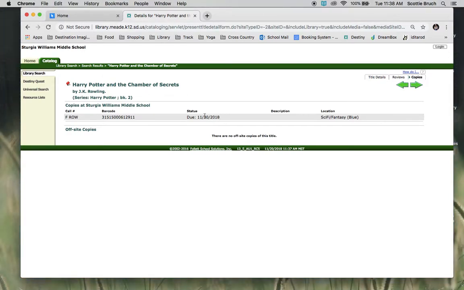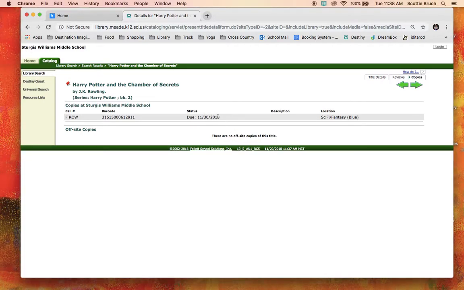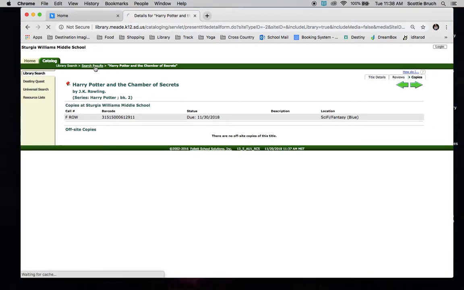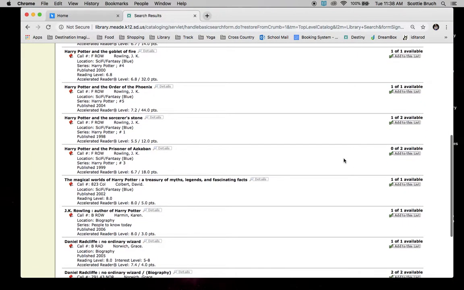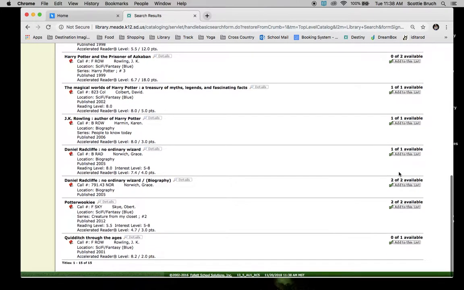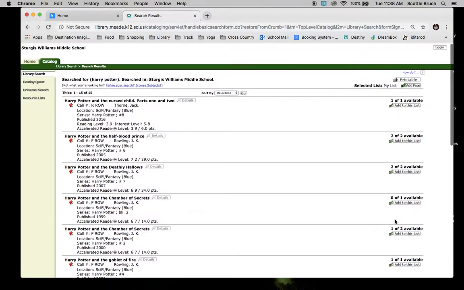A quick note on that, just because it's due on the 30th certainly does not mean that it is going to come back on the 30th. It would be nice if it did, which is why we push people to get their books in by the time that they're due, because there's always people looking for books. So I'm going to go back to search results. I'm going to continue to scroll down. You can see here there's 1 of 2 available, etc., all the way to the bottom.